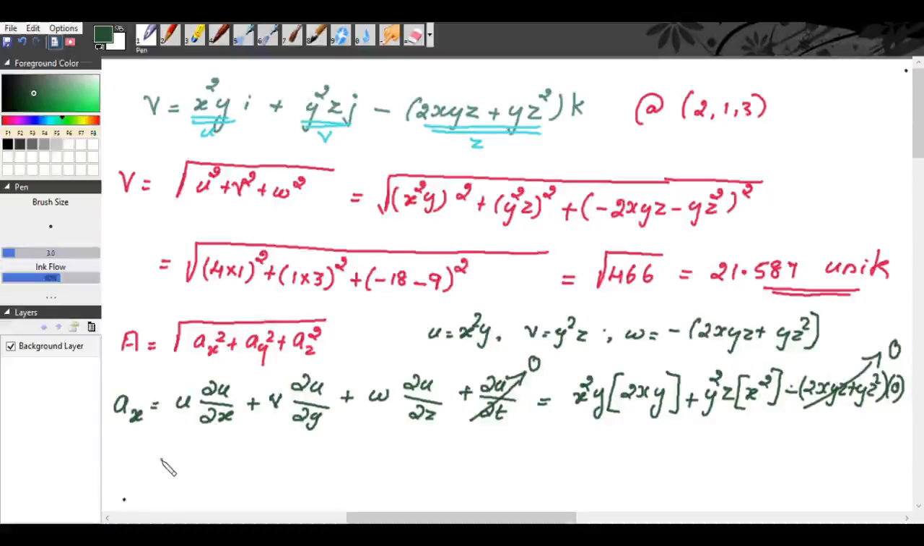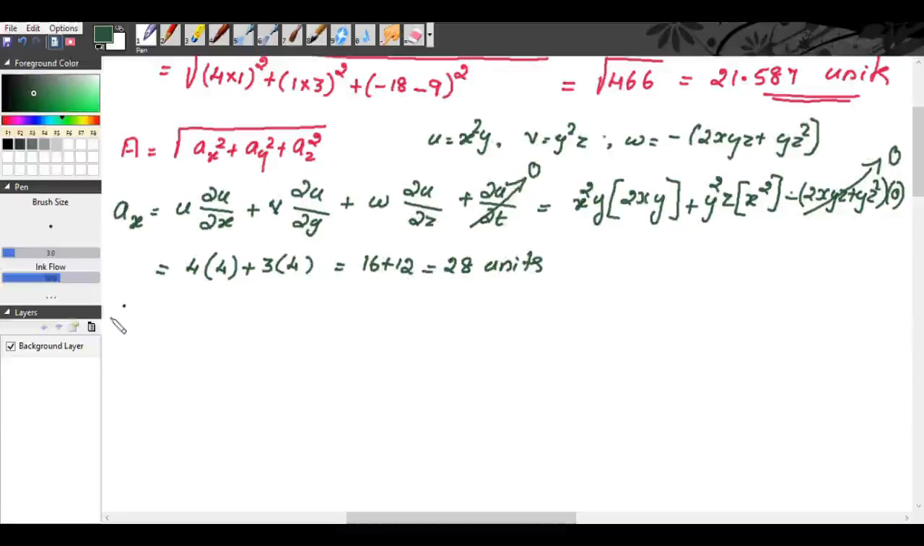Now what we get is ax is equal to, we will substitute the values, x is 2. So 2 square is 4, y is 1, into 2 2s are 4, plus y is 1, z is 3, so 3 into 2 square is 4. What we get is 16 plus 12. So we get 28 units. ax is equal to 28 units.